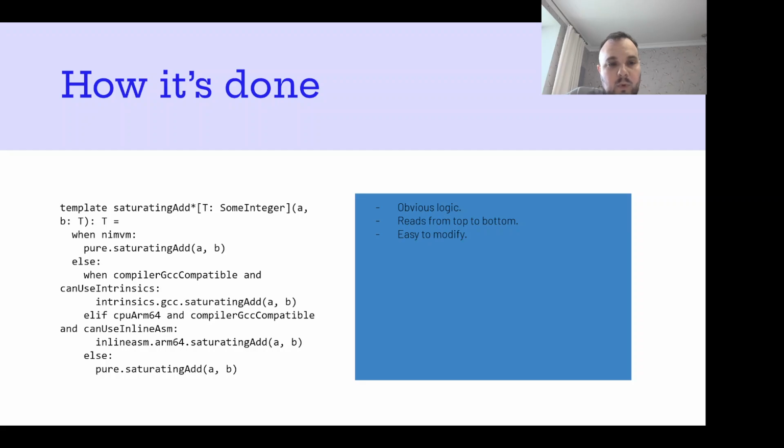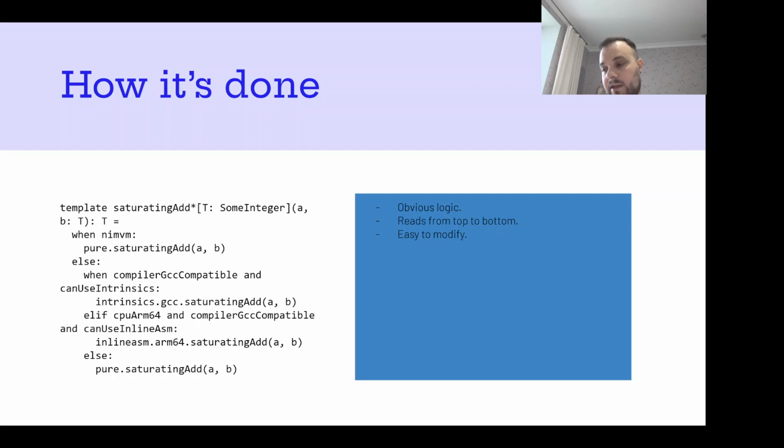Here's an example of what a typical dispatcher can look like. This is a real example from the repository. I just removed the comments, but it's basically it. You can see it's not very long, and it's really obvious what's happening here. At first we check if this computation is needed at compile time. The nimvm check does specifically that. And if it is, then we're basically restricted to using the pure Nim implementation.